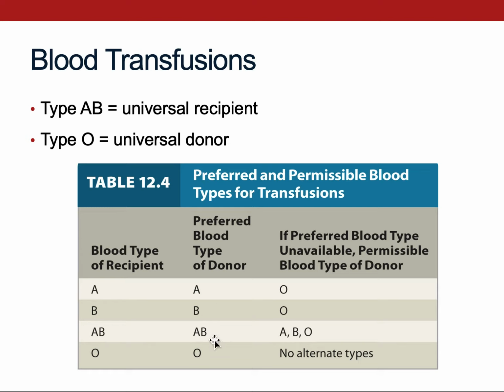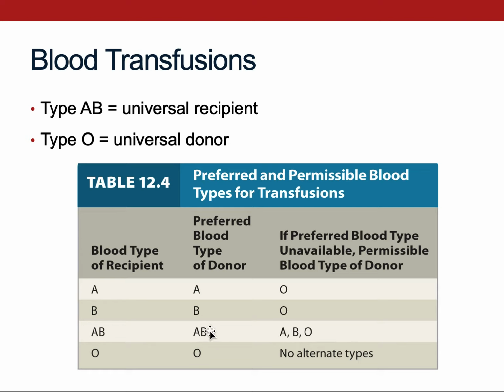AB blood wants AB blood as the first choice, but you could also get A blood, B blood, or O blood because there are no antibodies in AB blood, and therefore they're not going to fight off either of the antigens. Lastly, you have type O blood.